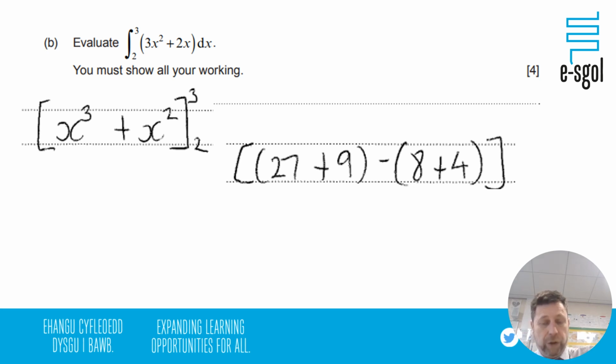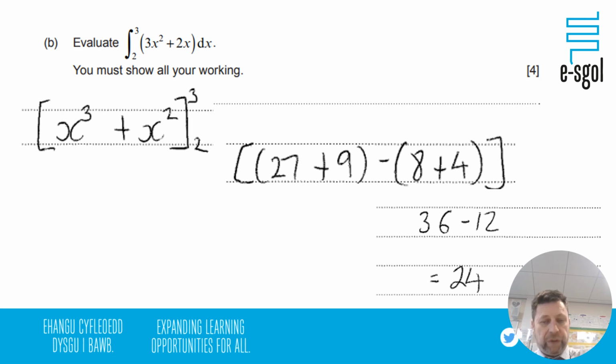Alright, now you can use your calculator to do all this, but you must show your working, so you must show some sort of numbers like this, all written out 3 cubed or 3 squared and so on. That gives me 36 minus 12, which is then fairly straightforward. 24. That type of page has been on every exam, the part A and the part B bit.